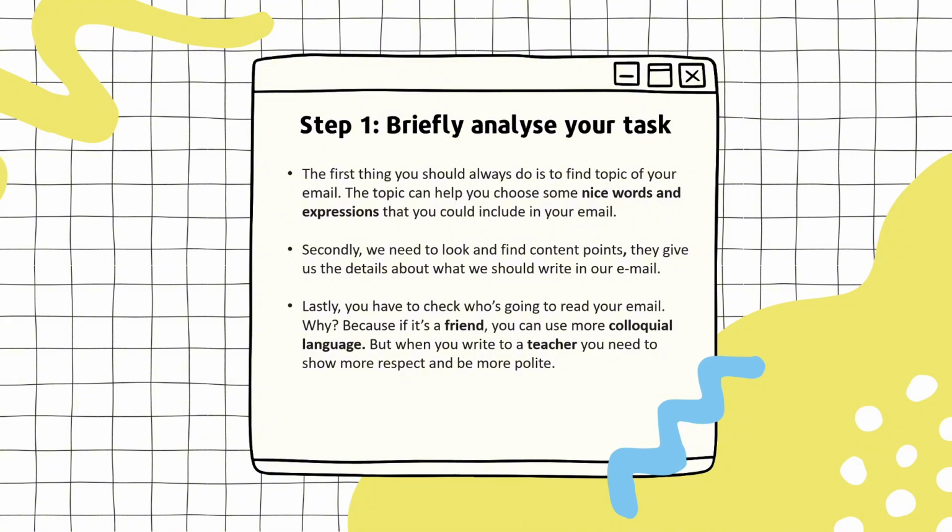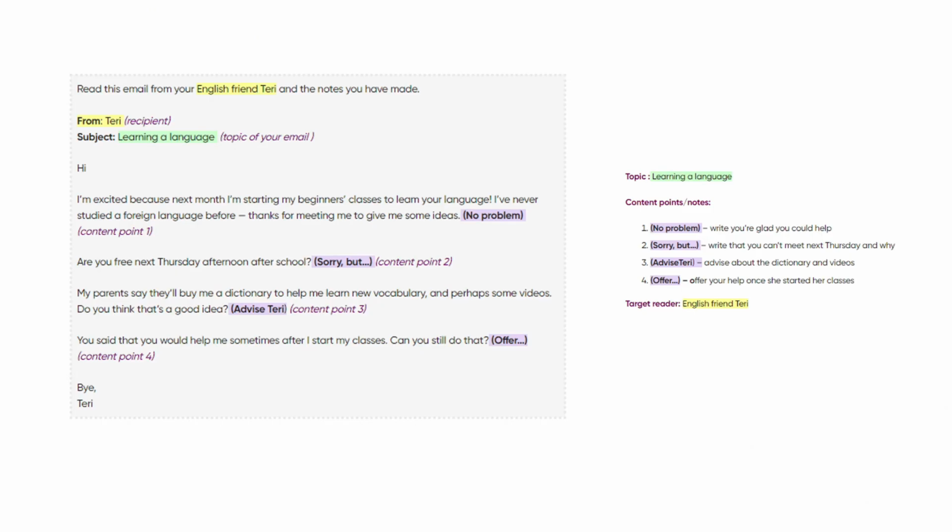Lastly, you have to check who's going to read your email. Who is going to be your recipient? Why? Because if it's a friend, then you can use more colloquial language. You can be more casual. You can be more relaxed. But when you write to a teacher or someone who is higher level than you, you need to show more respect and be more polite. Okay, casual but a hint of respect and politeness. Alright.